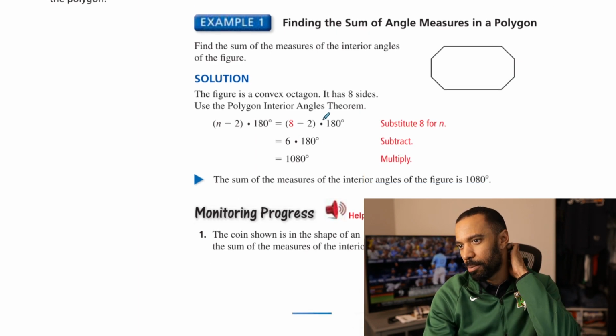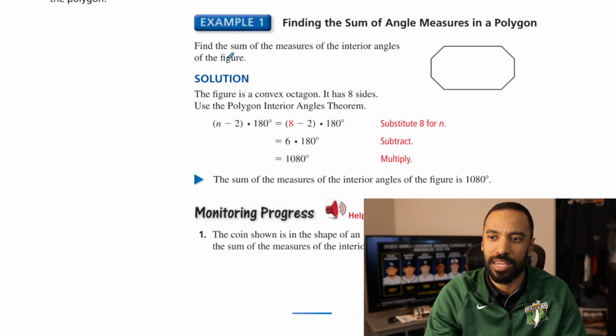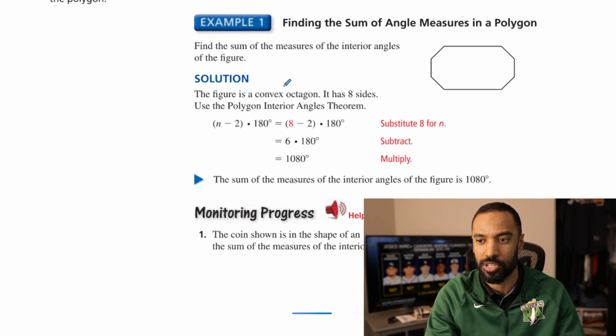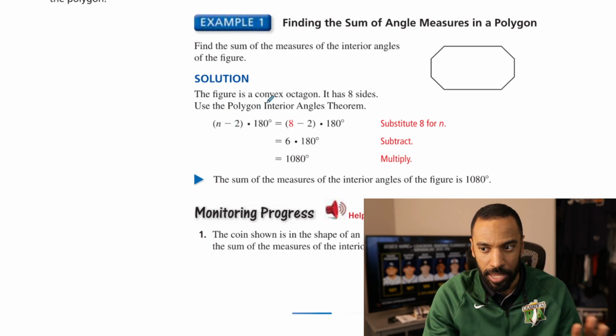All right, let's look at some of the examples and kind of rush through them. They'll do the calculations for us. Find the sum of the measures of the interior angles of the figure. We have a 1, 2, 3, 4, 5, 6, 7, 8-sided shape. 8 sides, also 8 angles. You can count them by the vertices as well. Number of sides is number of vertices. So again, you can do either count.